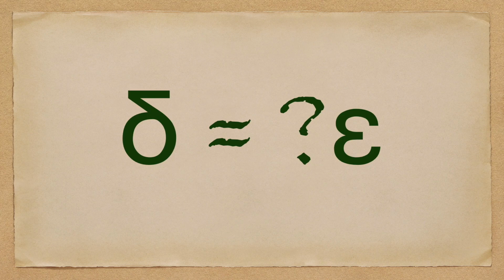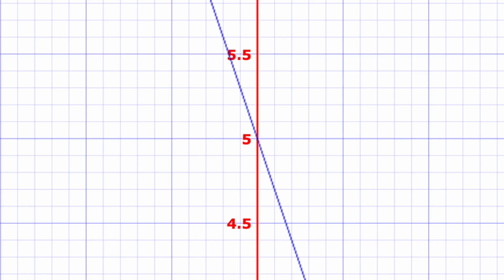So, given any epsilon, how does delta relate in this example? Let's do the algebra as before. So, if we use a generic epsilon, then we're looking at boundaries of our limit plus and minus epsilon. So, we have 5 plus epsilon and 5 minus epsilon. As before, we only need one, so let's choose the plus epsilon.